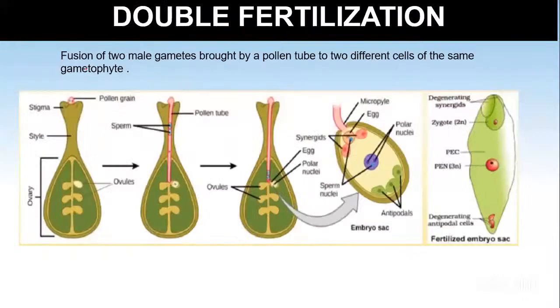Let us understand here, guys. What is happening here? The fusion of the two male gametes brought by the pollen tube to the different cells of the same gametophyte.